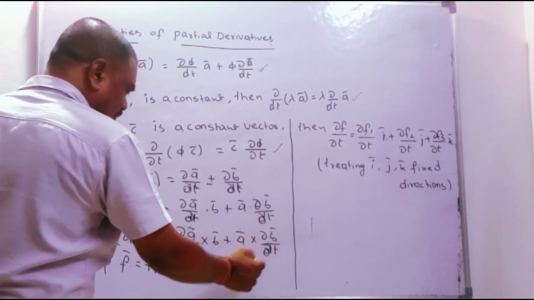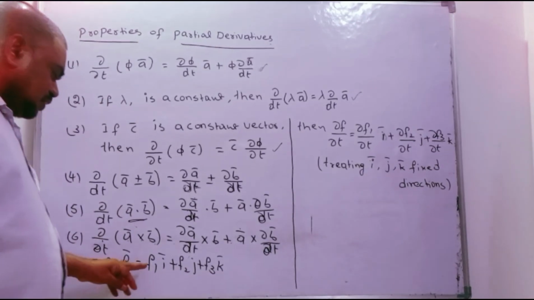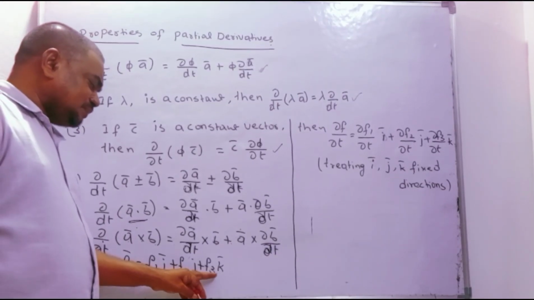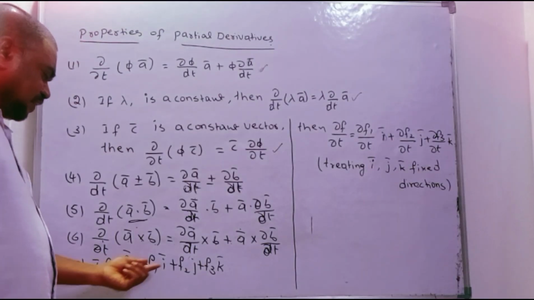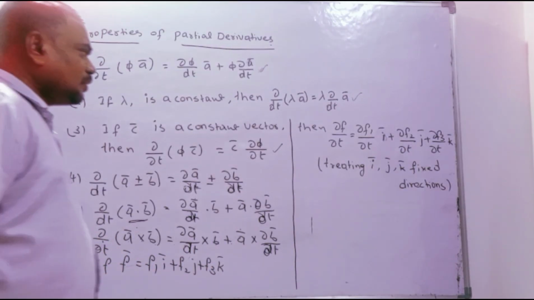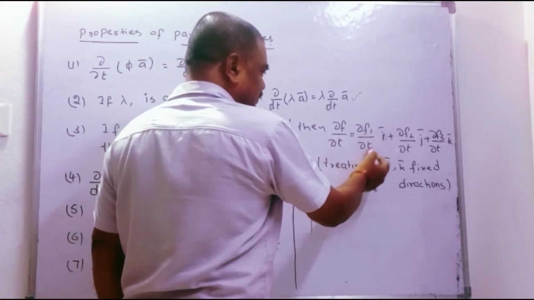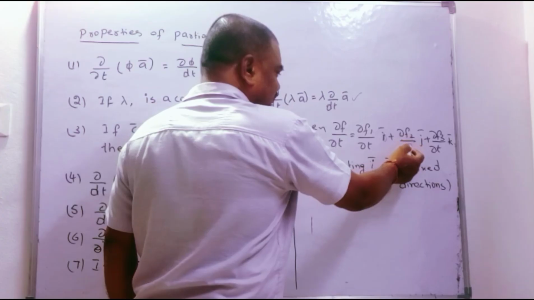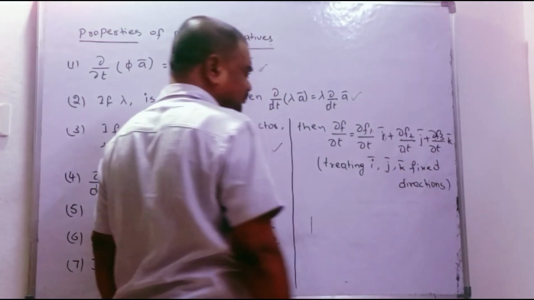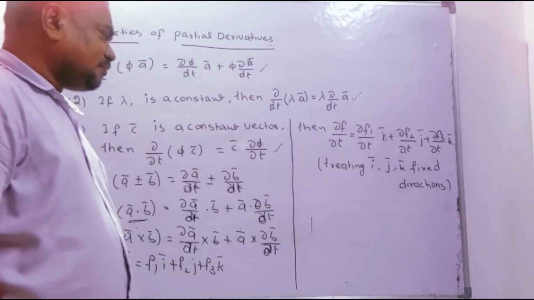If f bar equals f1 i bar plus f2 j bar plus f3 k bar, where f1, f2, f3 are the Cartesian components of f bar, then dou f by dou t equals dou f1 by dou t i bar plus dou f2 by dou t j bar plus dou f3 by dou t k bar, where i, j, k are fixed directions.